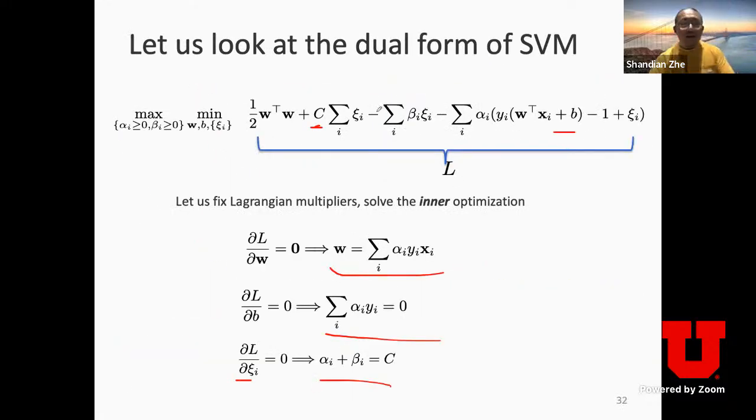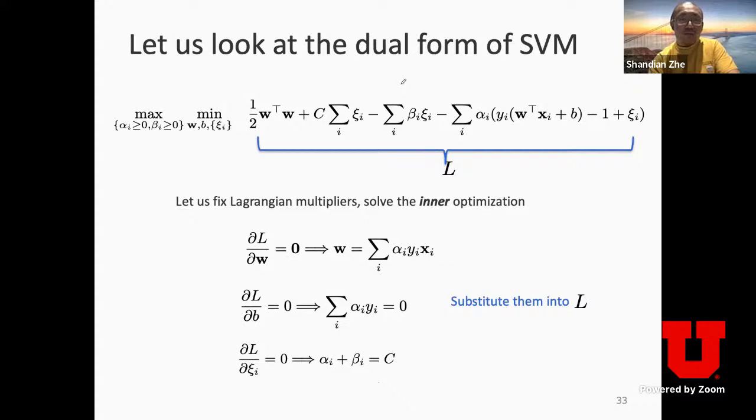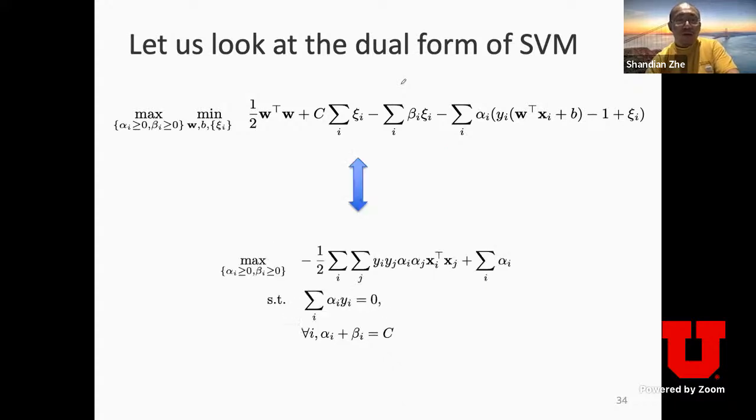Okay, so now let us substitute those results back into L and assume that we are able to solve the inner minimization problem. Let's see what happens. If you substitute them into L, you get a much simplified form for your objective function, which is this. I'm not going to derive it in detail, but you can definitely verify this by yourself.